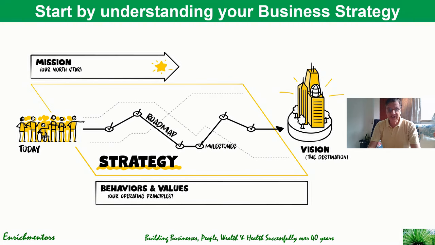And before we get into digital business strategy, we need to first understand what a strategy is. A strategy is basically that you are in some place today, and you have a vision of where you want to be, a destination. Then you need to go through a set of roadmaps or milestones to reach there, and through certain operating principles in the direction of your mission. So this is what a strategy in general is.